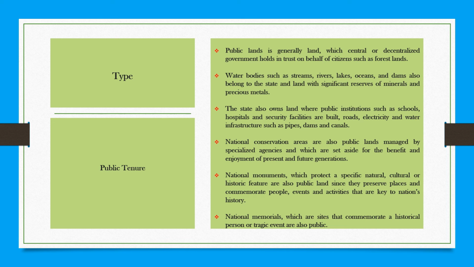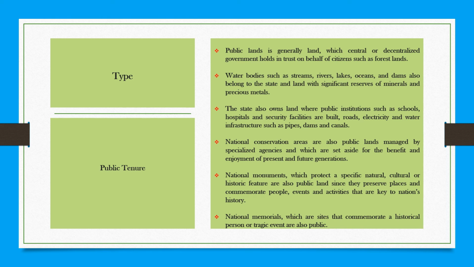The last thing that we want to look at is public tenure, or what we call public land. Public land is generally land which central or decentralized government holds in trust on behalf of citizens, and they include lands such as forest lands. So any land that government or a governmental institution holds on behalf of the citizens would be called public land.